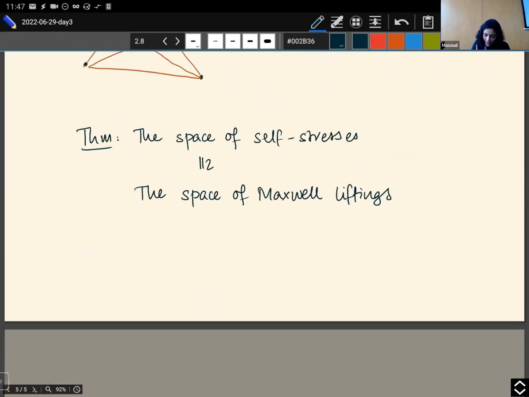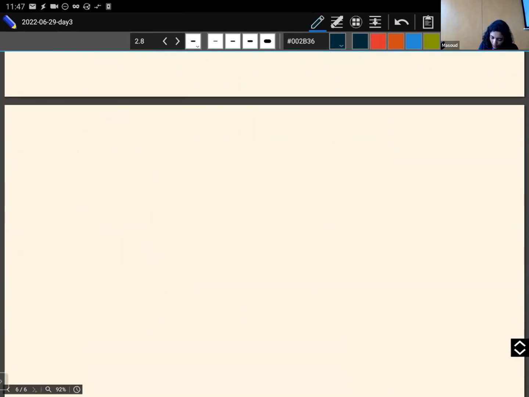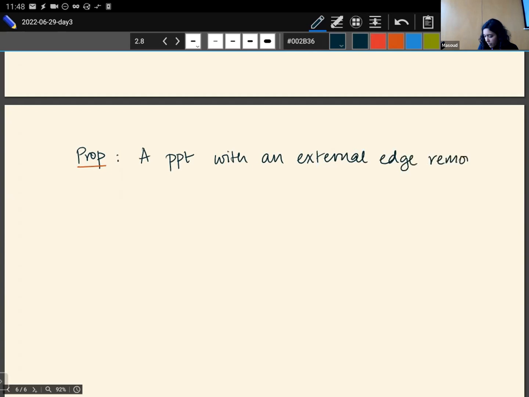Okay, excellent. So the last thing I want to say about rigidity is, as a consequence of all of this, you can also prove that a pointed pseudo triangulation with an external edge removed has exactly 1 degree of freedom, meaning exactly one non-trivial infinitesimal rigid motion.